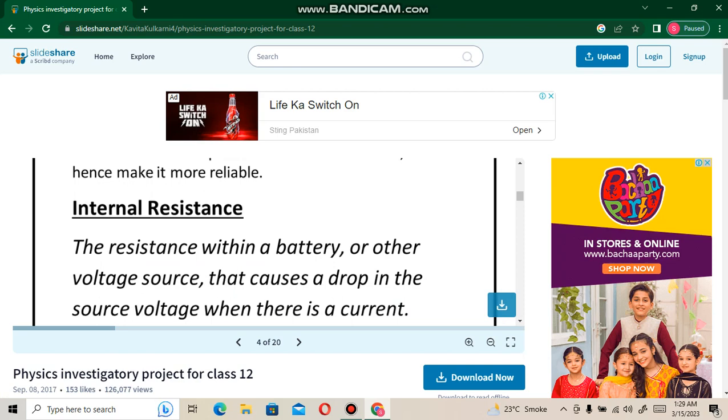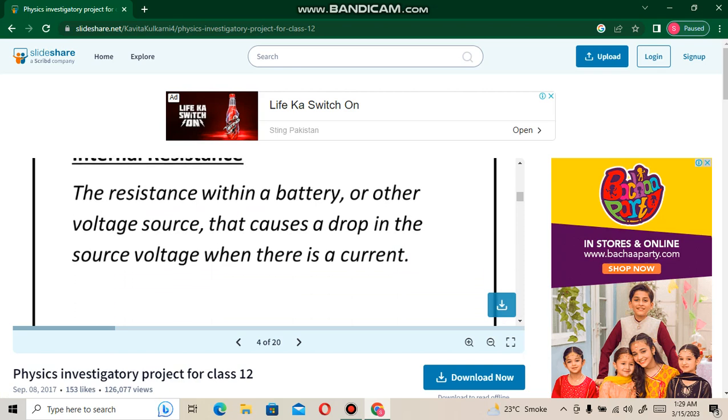Internal resistance. The resistance within a battery or other voltage source that causes a drop in the source voltage when there is a current.